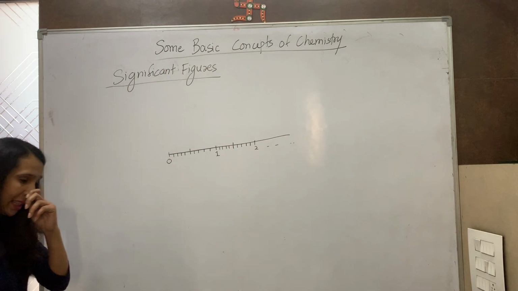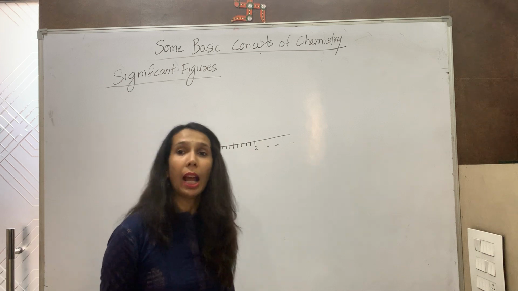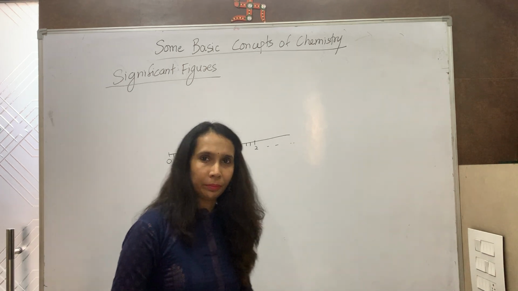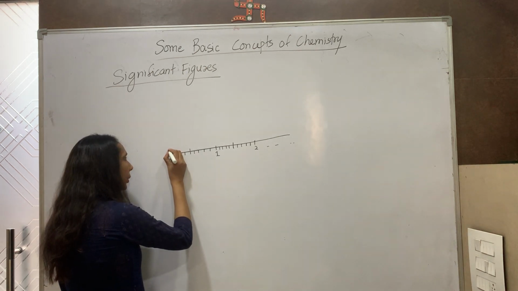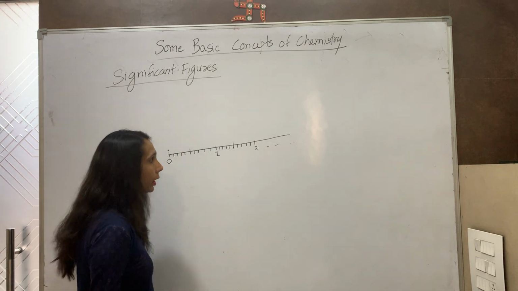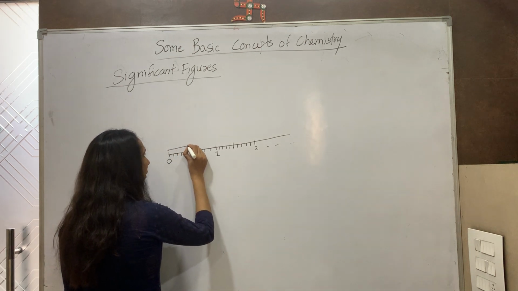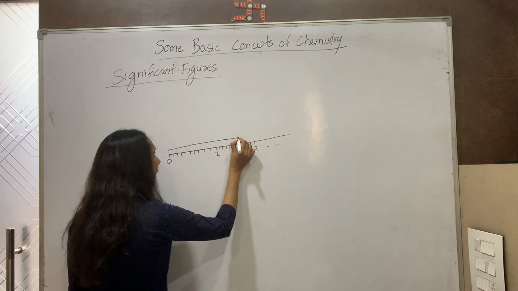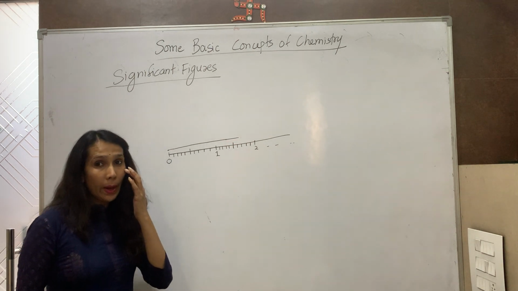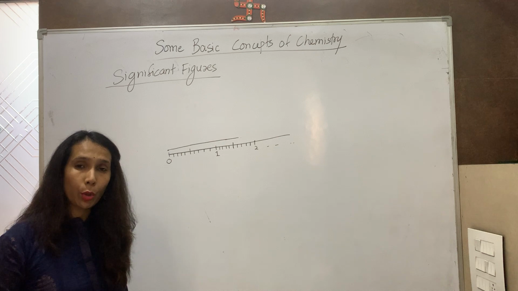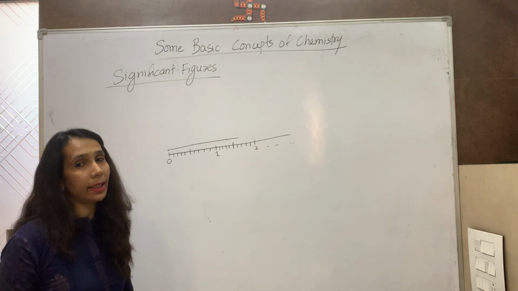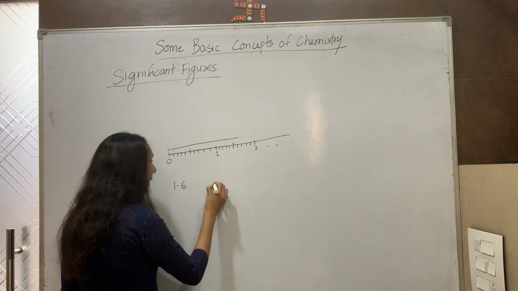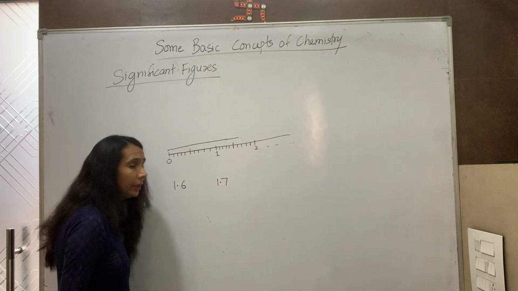Now, suppose I am given a thread and I have been told to measure the length of a thread. Now what will you do? You will place one end of the thread at 0 and you will stretch the thread. I stretched the thread and the thread ended here. Now I tell the students to tell me what is the answer, what is the length. Now some of them gave me the answer 1.6 and some of them gave me the answer 1.7.